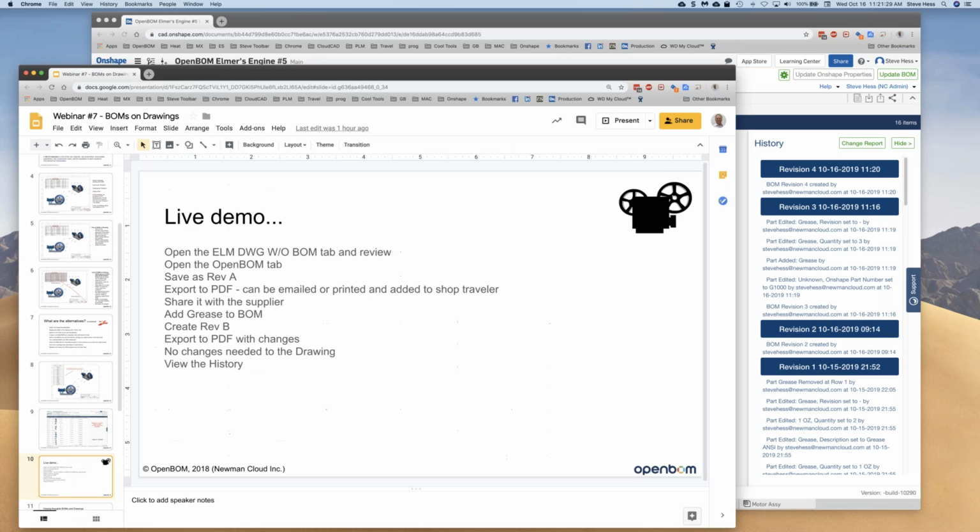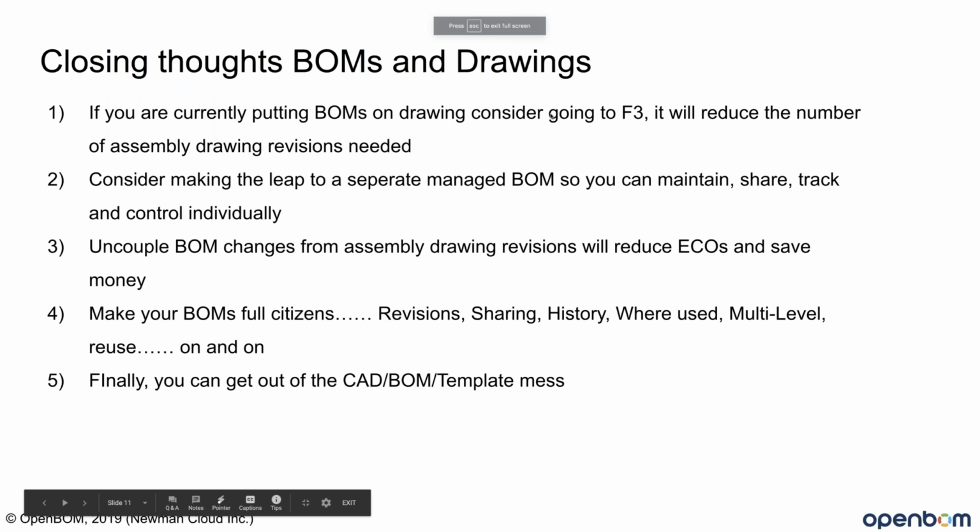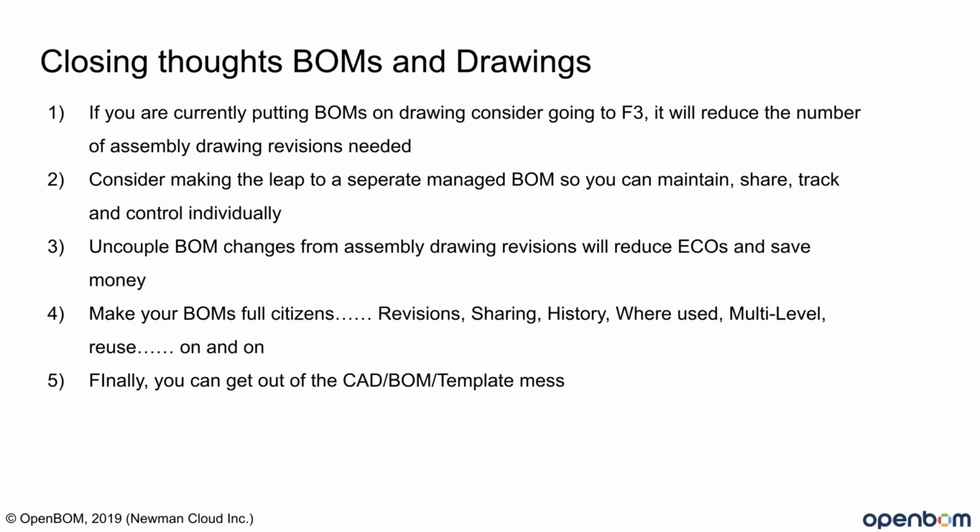I'd like to recap a little bit, and then we'll take some questions. Okay, so here are some closing thoughts on BOMs on drawings. Number one, here's something I'd really like everyone to consider. If you're currently putting BOMs on the face of your drawing, and you're working on making that leap that I hear in number two, consider using form, fit, and function as the first step in this transformation. Form, fit, and function will remove the revision from the BOM on the face of your drawing, and you'll see a great reduction in the number of ECOs that are needed to manage that assembly drawing.